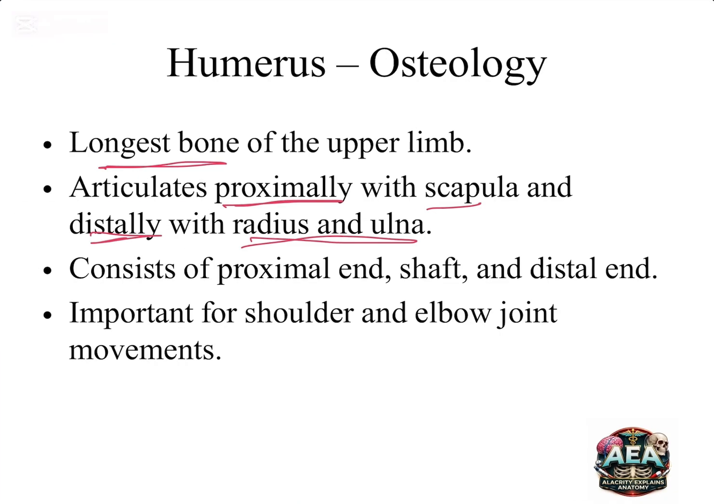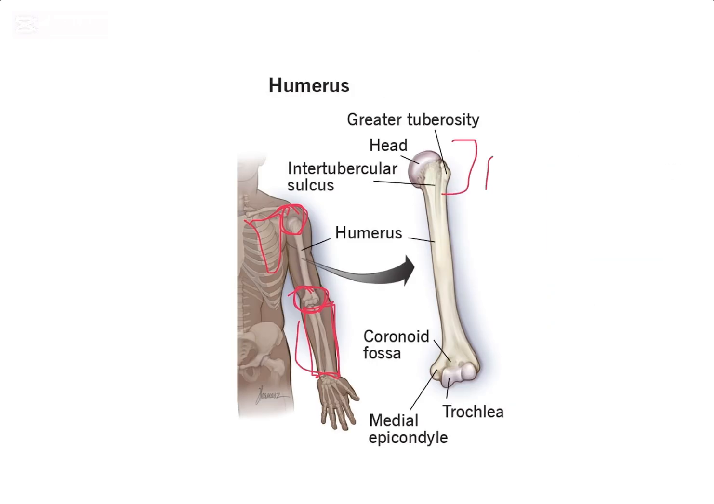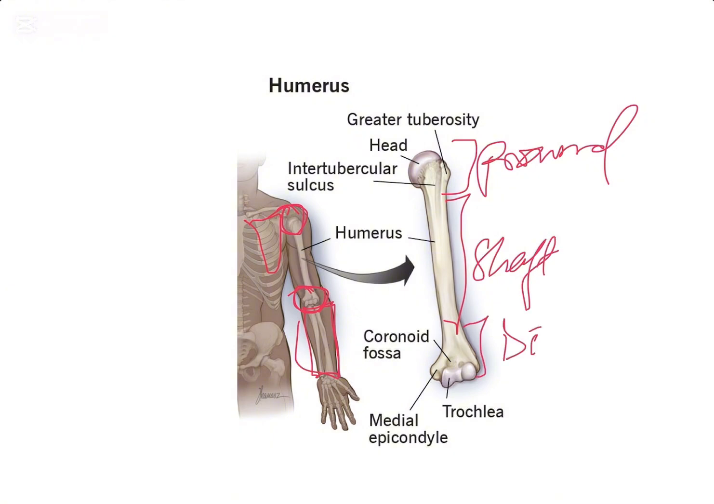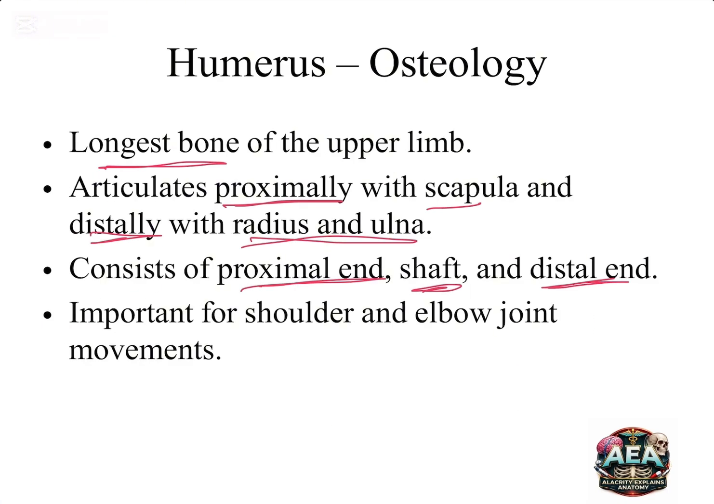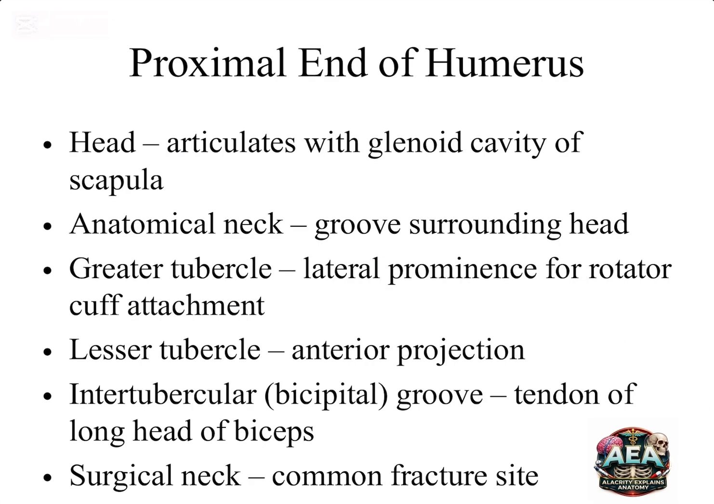It consists of three parts: a proximal end, a shaft, and a distal end. It's important for shoulder and elbow joint movement. Very, very important. Now let's look at the proximal end of the humerus.